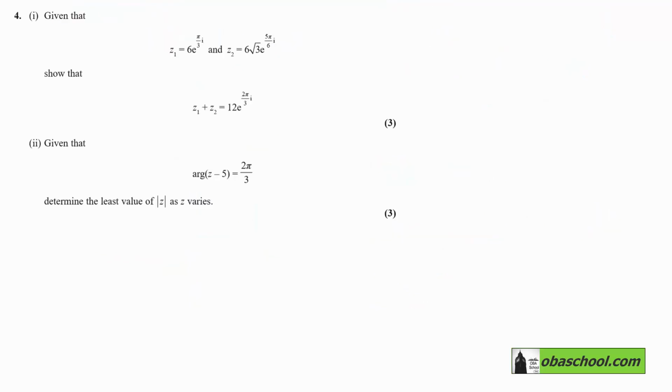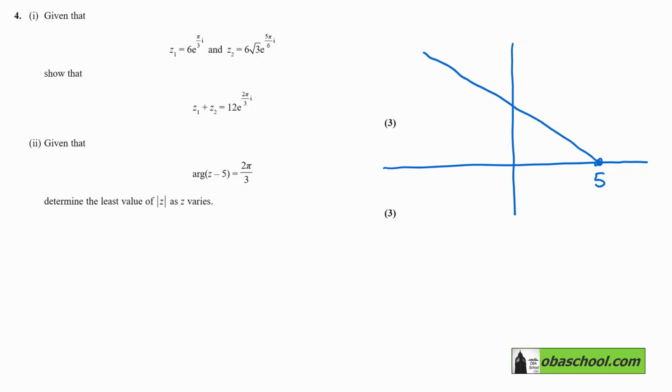Now let's look at part 2. Given that arg of z minus 5 is equal to 2 pi by 3, determine the least value of mod z, as z varies. Okay, so arg of z minus 5 is going to originate from 5 on the real axis. And if the angle is 2 pi by 3, it's going to go off in this sort of direction like this. So this angle is 2 pi by 3. And we want the least value of mod z, which is going to be when that's a right angle.